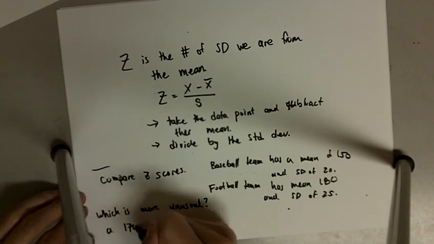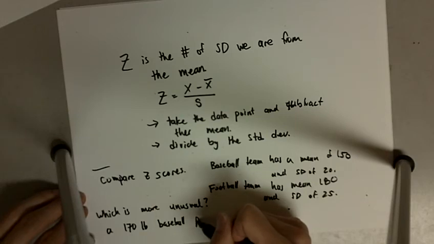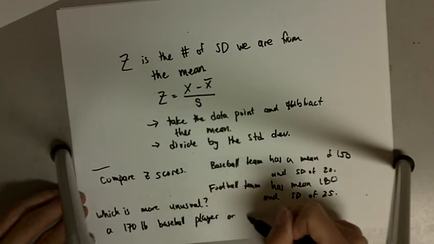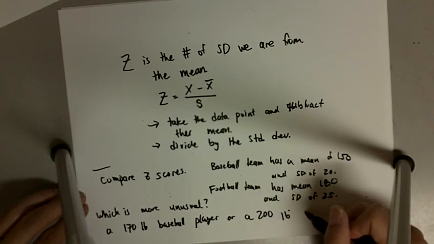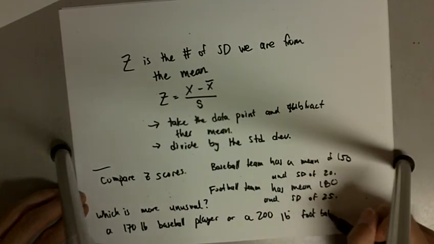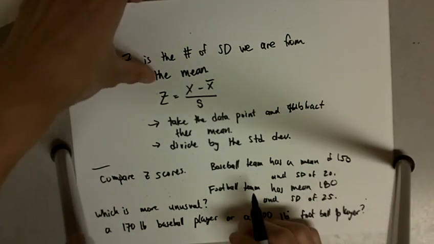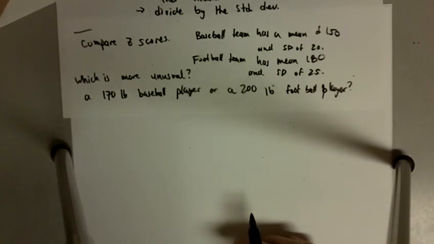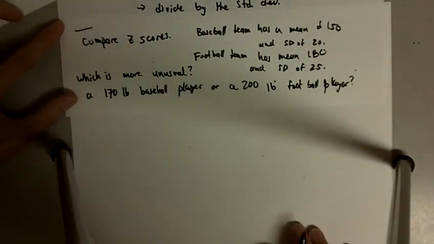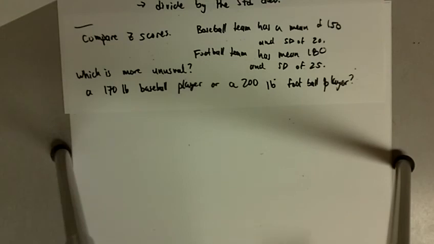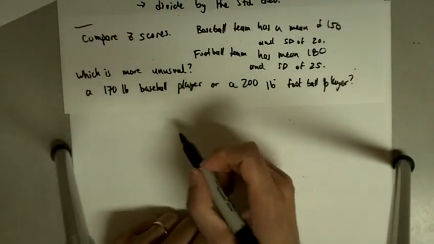A 170-pound baseball player or a 200-pound football player? Okay, the answer is simple. All we have to do is calculate the z-scores of whatever it is that we're looking at, and the larger z-score, or the more extreme z-score, is the one that's more unusual.